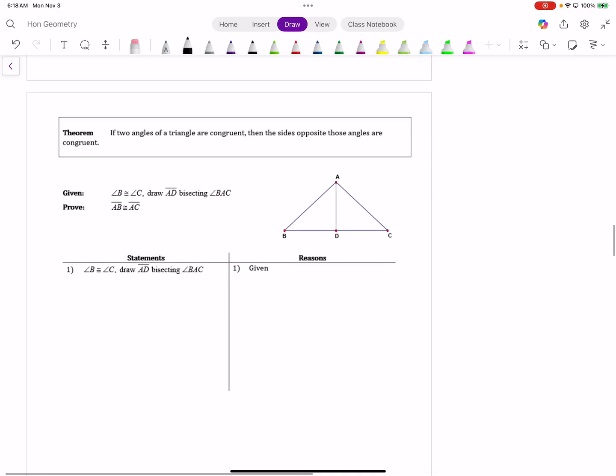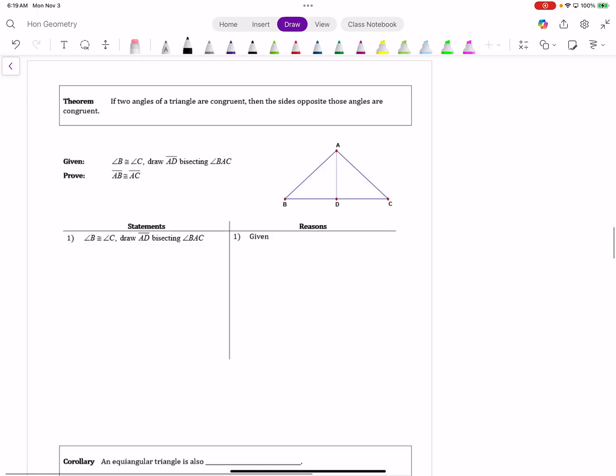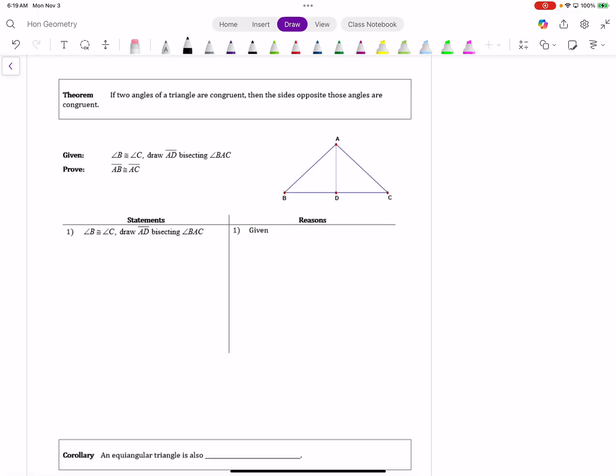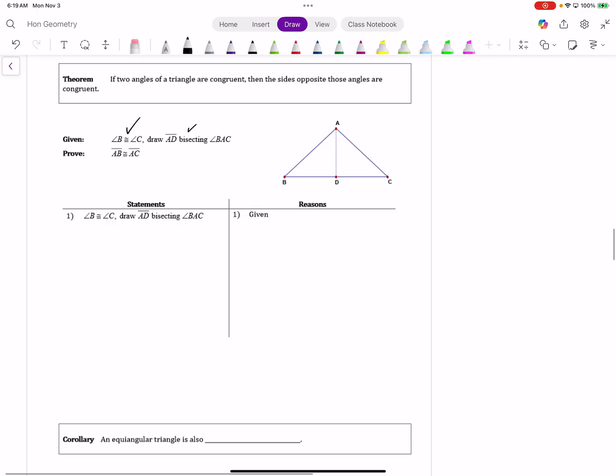Next one, next theorem. If two angles of a triangle are congruent, then the sides opposite those angles are also congruent. Okay. So this one, they went ahead and put the givens in there for you. So we've got our triangle. They're saying there's two angles that are congruent to each other. We drew in AD that bisects angle BAC. Now, if it bisects angle BAC, that means that this angle is congruent to this angle. So let's go ahead and start there.